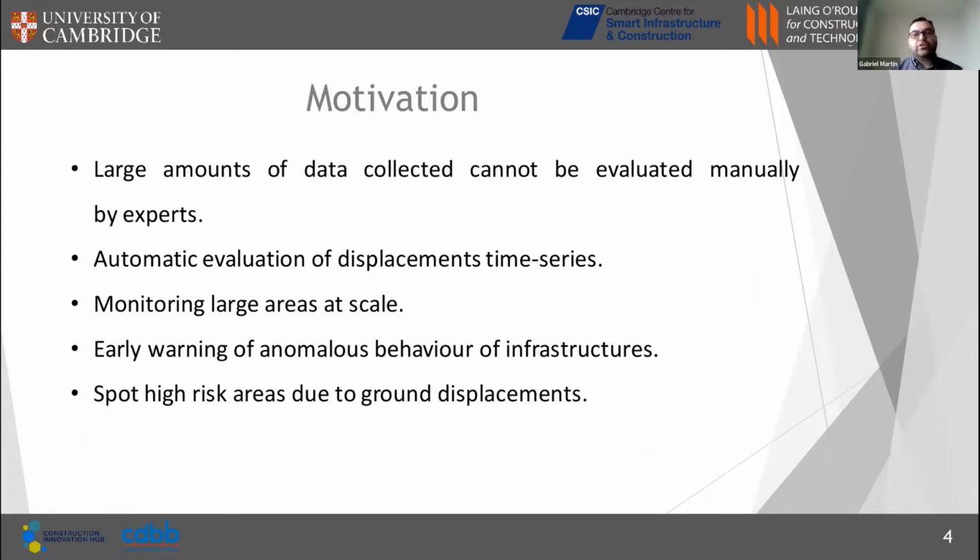So if we want to explore and study large areas at scale, it is not feasible to do it manually because of the large amount of data that these satellites are acquiring. So there is a clear need for automatic ways of analyzing these time series of displacements if we want to monitor large areas at scale and provide early warnings of anomalous behaviors of infrastructures to the local authorities or the infrastructure owners, or spot high-risk areas due to their ground displacements.